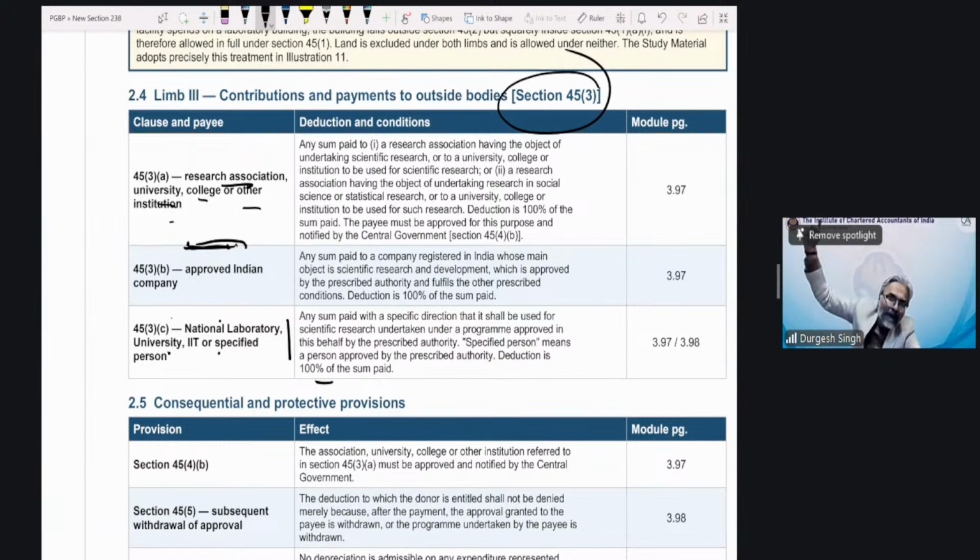But by the time I am filing my return of income, in the next year, I find a notification from the government that the approval of these institutions has been taken away. For whatever be the reason, the approval has been taken away. Means approval has been cancelled. At the time of donation, it was approved. By the time I am filing the return, I find that this approval has been cancelled. This company is no longer an approved institution. Question therefore is whether I can still claim the deduction under section 45.3. That is the question, students.